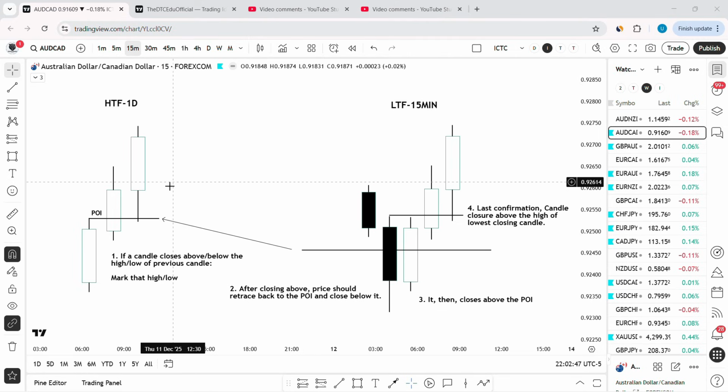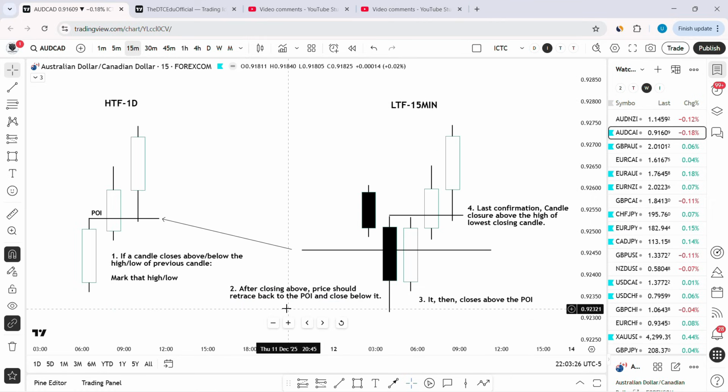So on higher time frame, if a candle closes above or below the high or low of previous candle, mark that high or low. So in this case, this candle closes above its previous candle. So we will mark its high and we will call it point of interest. So that's the only thing we are looking on the higher time frame. Then we move to the lower time frame, which is 15 minute in this case. So on 15 minute, we are looking for 3 different confirmations.